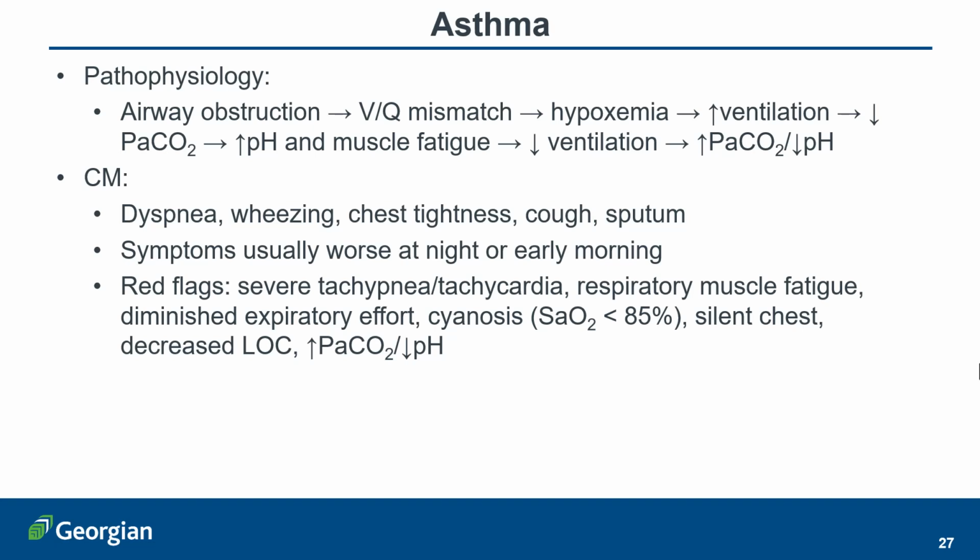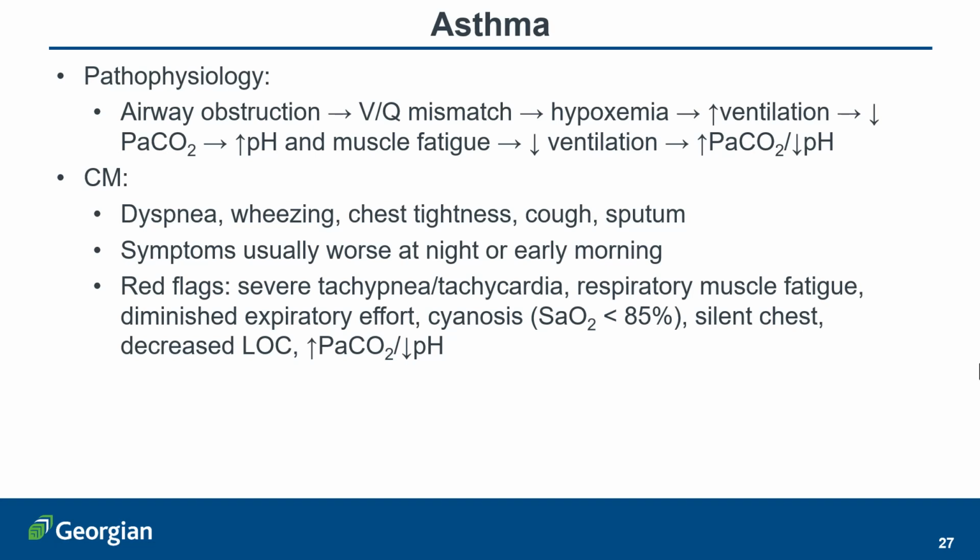Asthma becomes ominous when it becomes prolonged, leading to muscle fatigue, a decrease now in the ventilatory rate, so it goes from hyperventilation to hypoventilation, and now instead of respiratory alkalosis, it swings to respiratory acidosis. That's when it becomes ominous.